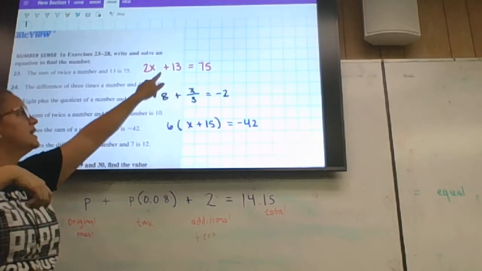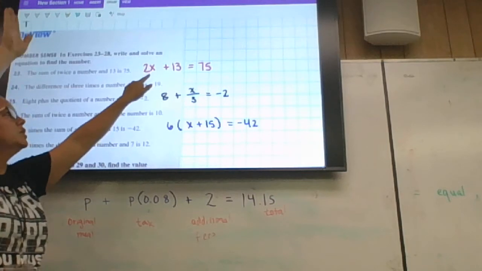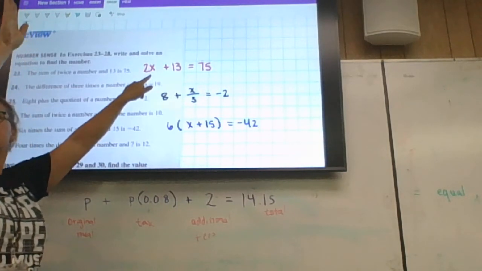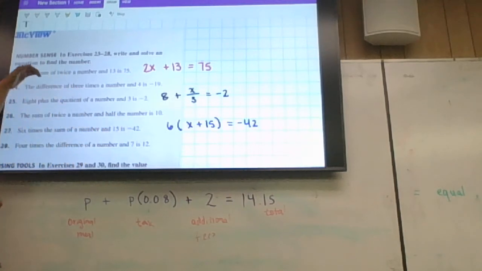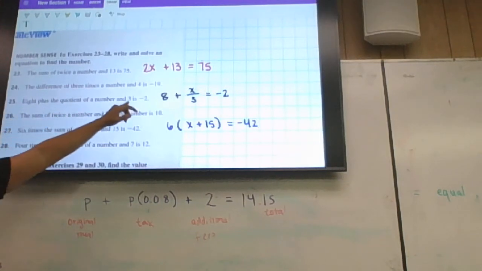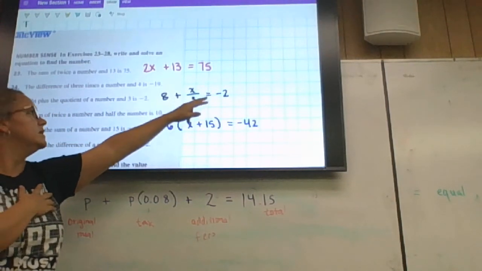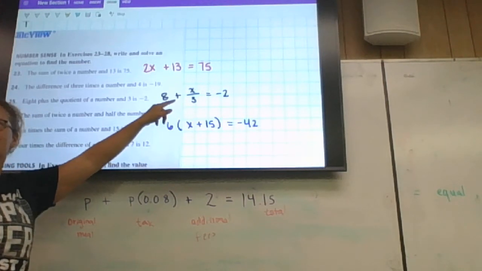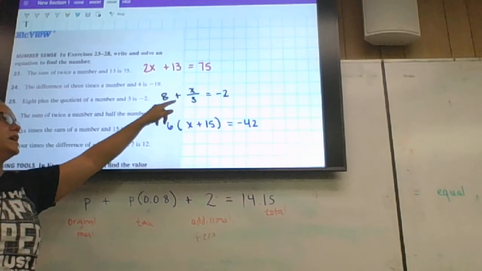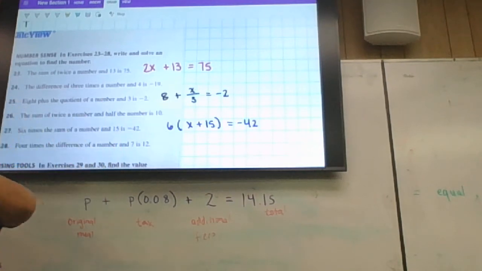You use the plus sign. Raise your hand if you put the 13 first. Fine if you did that. All right, and I said just odd at the end of class, right? So 8 plus the quotient of a number and 3 is -2. Thumbs up if you used a fraction. Raise your hand if you used the old school division sign with the dot and the line. Okay.